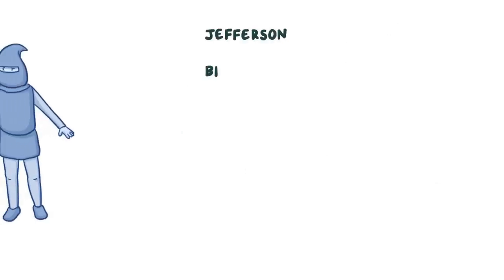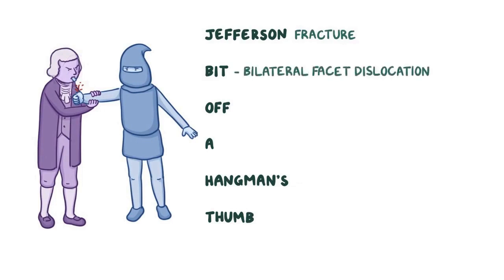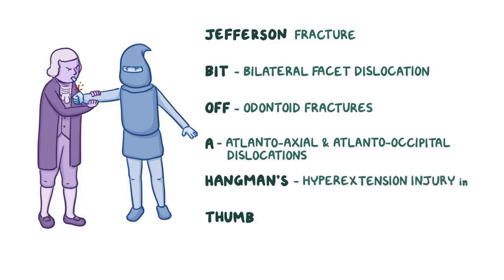You can remember these fractures using the mnemonic: Jefferson bit off a hangman's thumb. Jefferson; bit for bilateral facet dislocation; off for odontoid fractures; A for atlantoaxial and atlanto-occipital dislocations; hangman for a hyperextension injury in hangman's fractures; and thumb for teardrop fractures.